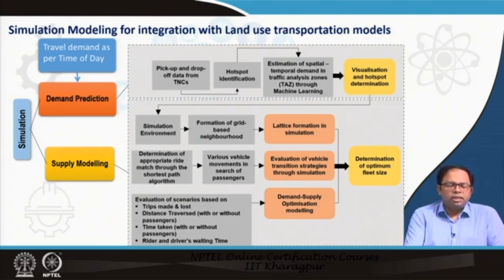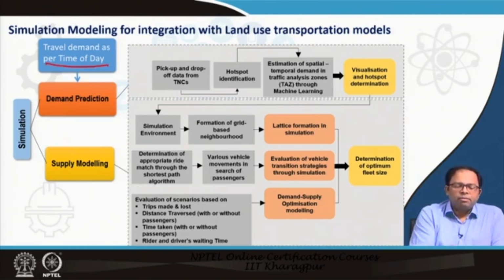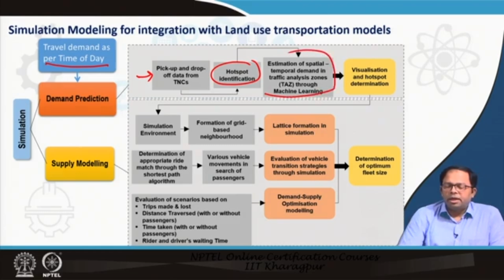So we see that in this particular image, we have travel demand as per time of the day. So this comes to demand prediction. Along with that, we also have data on pickup and drop-off from TNCs, like the ones that they share. We can understand which are the hotspots, and based on this, with machine learning algorithms, we can also predict how the demand varies at different times of the day.